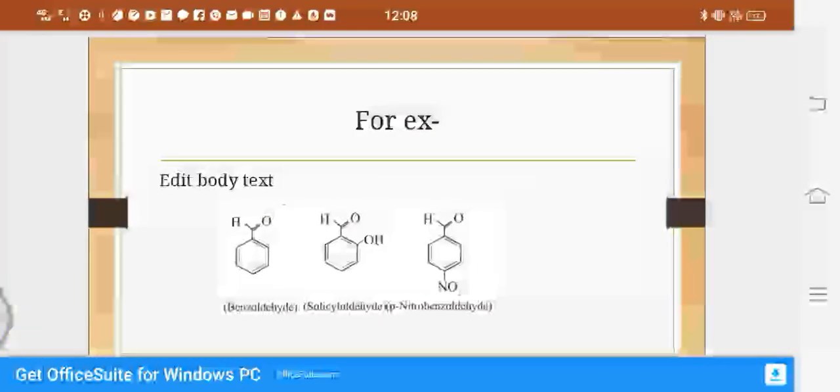For example, first is benzaldehyde, a benzene ring with hydrogen and oxygen. Then second is salicylaldehyde. Then third is p-nitrobenzaldehyde. Para-nitrobenzaldehyde has the nitro group attached at the para position.